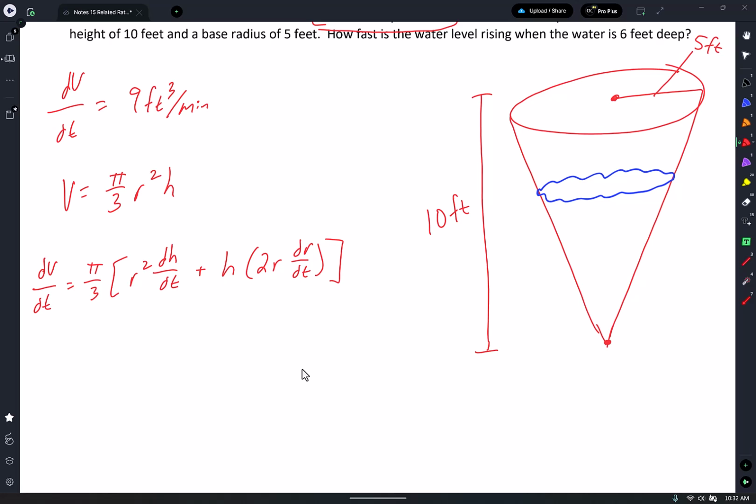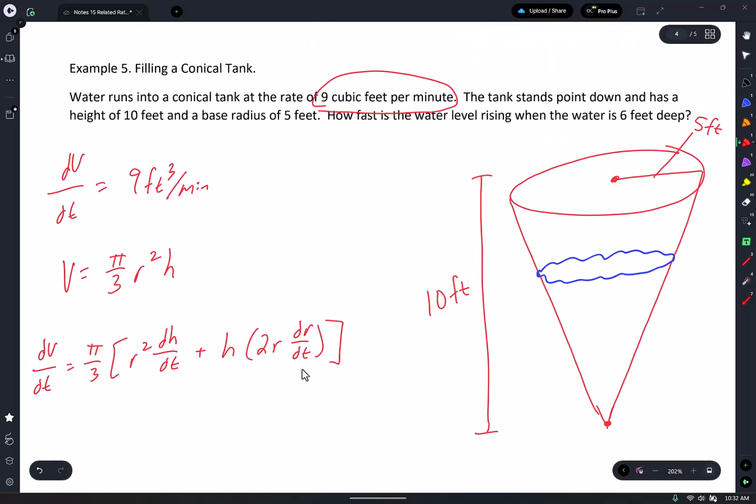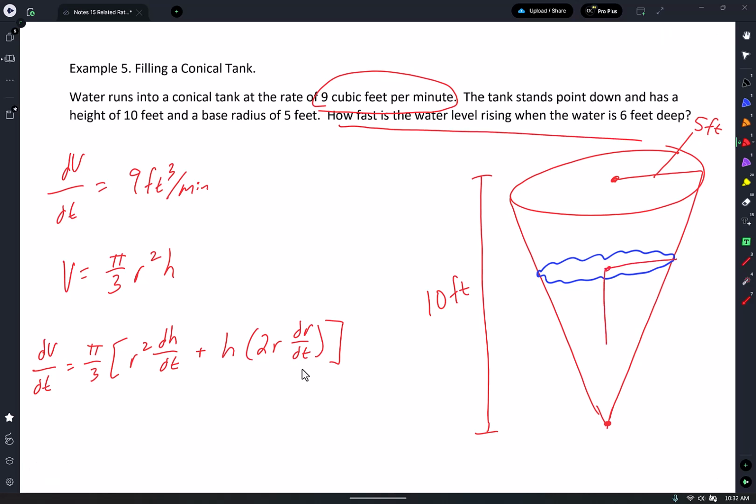I have dV/dt, but they're not asking for that. They're asking how fast the water level is rising. I'm not solving for dV/dt; I just took a derivative. We have dV/dt. Because this is h, they're asking for dh/dt. You have to take the derivative of the original formula to get my dh/dt in there.